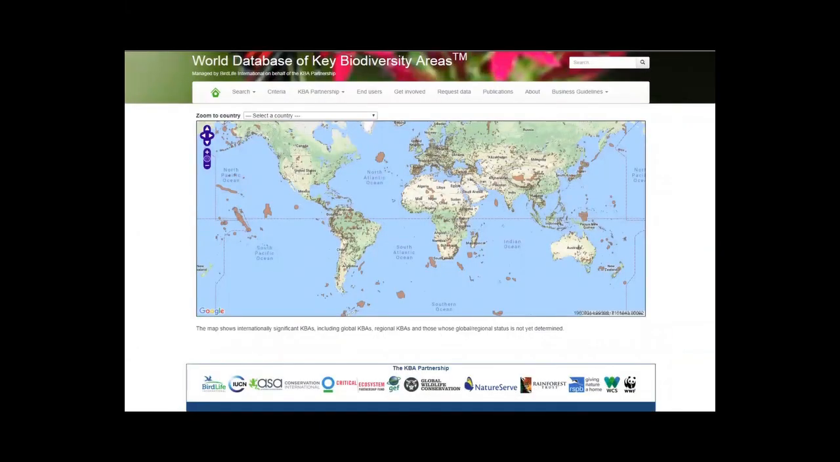Nevertheless, identification of sites as KBAs will in its own right contribute to their conservation in two main ways. First of all, information on the location of KBAs and biodiversity they contain is made publicly available through the World Database of Key Biodiversity Areas. So governments and others can use this information to support spatial planning, conservation priority setting, and the strategic expansion of protected area networks. Global conservation funding agencies such as the Global Environmental Facility and the Critical Ecosystem Partnership Fund, which are both members of the KBA partnership, can then use this information to support conservation funding decisions. So that's the carrot side of the equation.